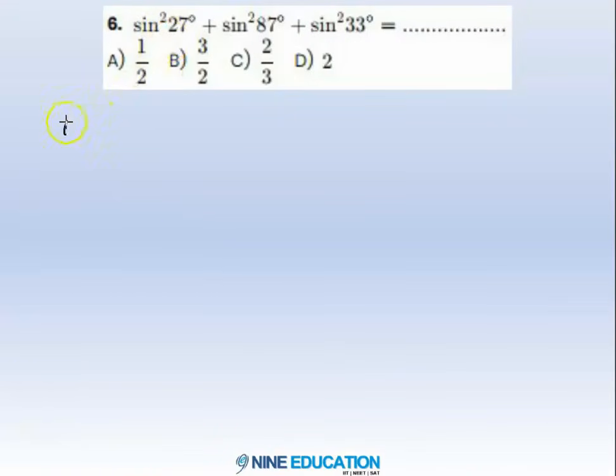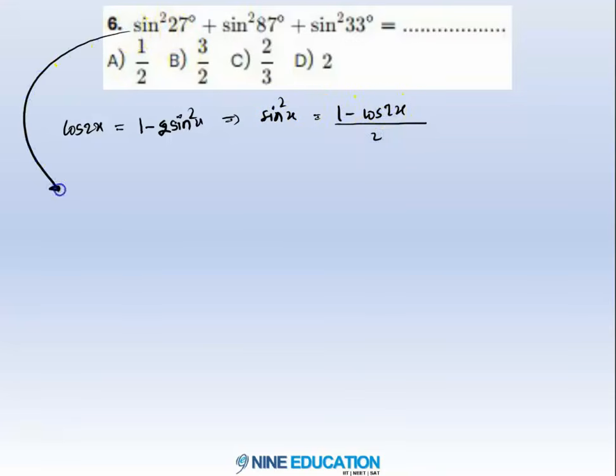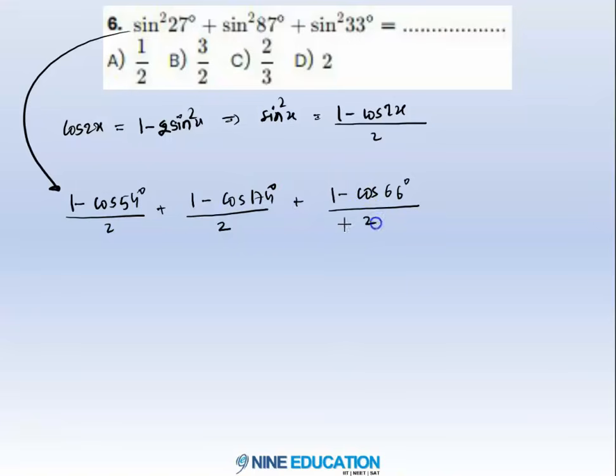To solve this question, let us apply this formula of trigonometry. Cos 2x can be written as 1 minus 2 sine square x. From here I can write sine square x as (1 minus cos 2x) divided by 2. So we have to double the angles, and I can write this as (1 minus cos 2 times 27, which is 54 degree) by 2. Same way the next one will become (1 minus cos 87 degree, double angle will become 174 degree) divided by 2. And same way it will become (1 minus cos 66 degree) divided by 2.